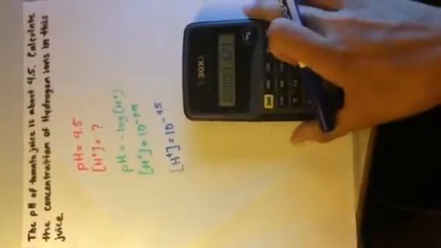For the answer, we find that it is 3.16 times 10 to the negative 5.